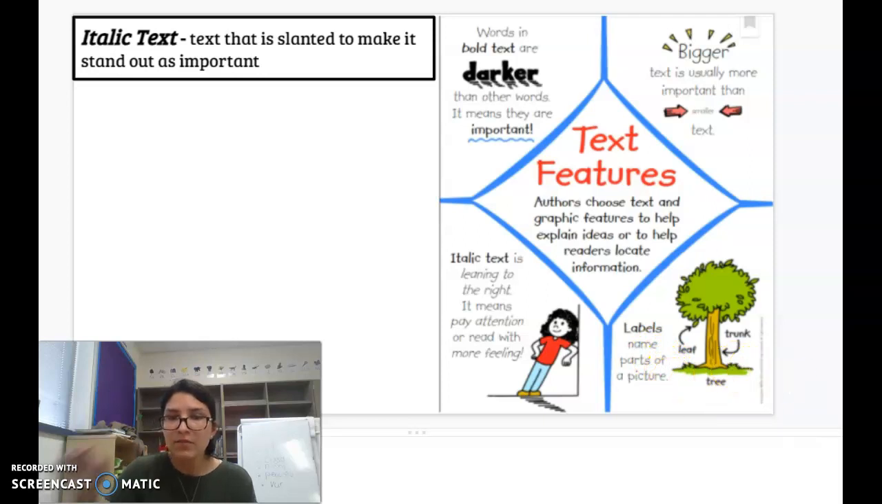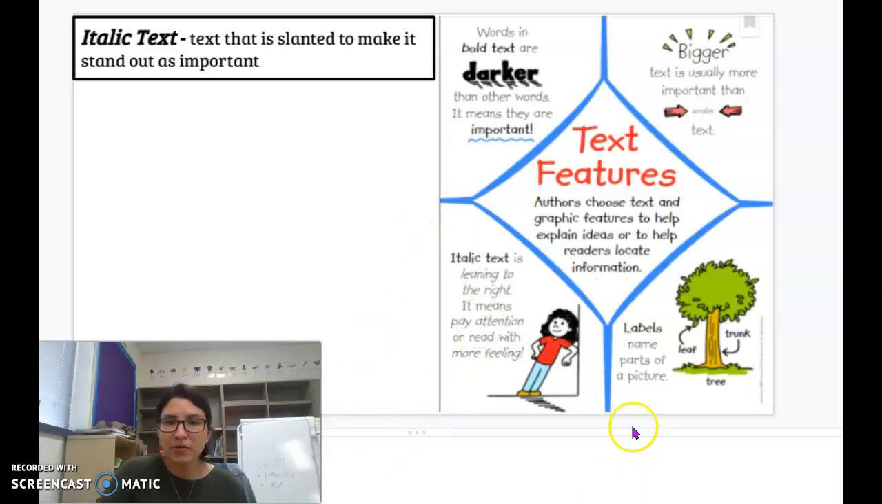Labels. Labels name parts of a picture. So this is a picture of a tree, and here is leaf pointing to the leaves, trunk pointing to the trunk. Now remember, not all labels have an arrow. They don't have to have an arrow to be a label.